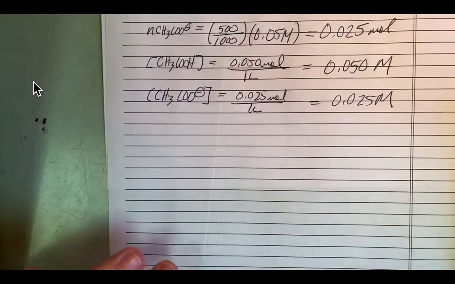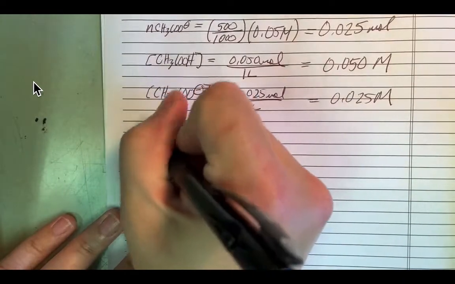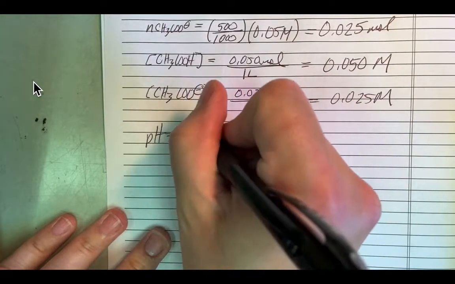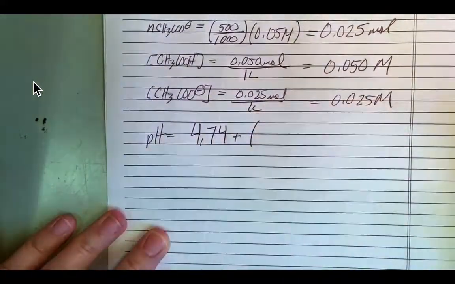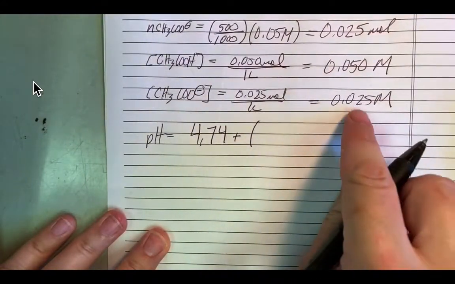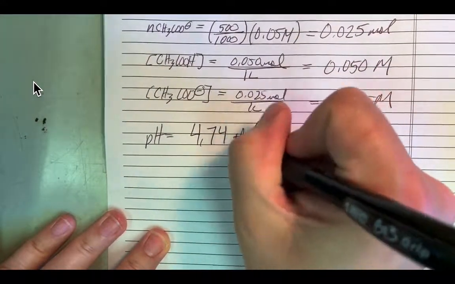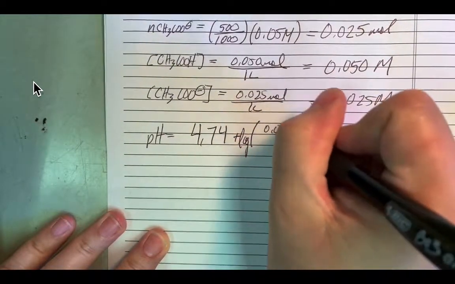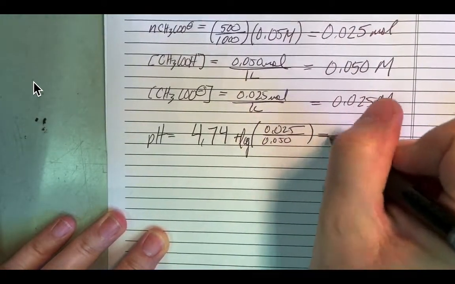Okay, now that we have our concentrations, everything's going to be ready to go into the Henderson-Hasselbalch equation. So pH is equal to, we worked out the pKa earlier, 4.74 plus, and now remember it's base over acid. So log of base over acid, 0.025 over 0.050.